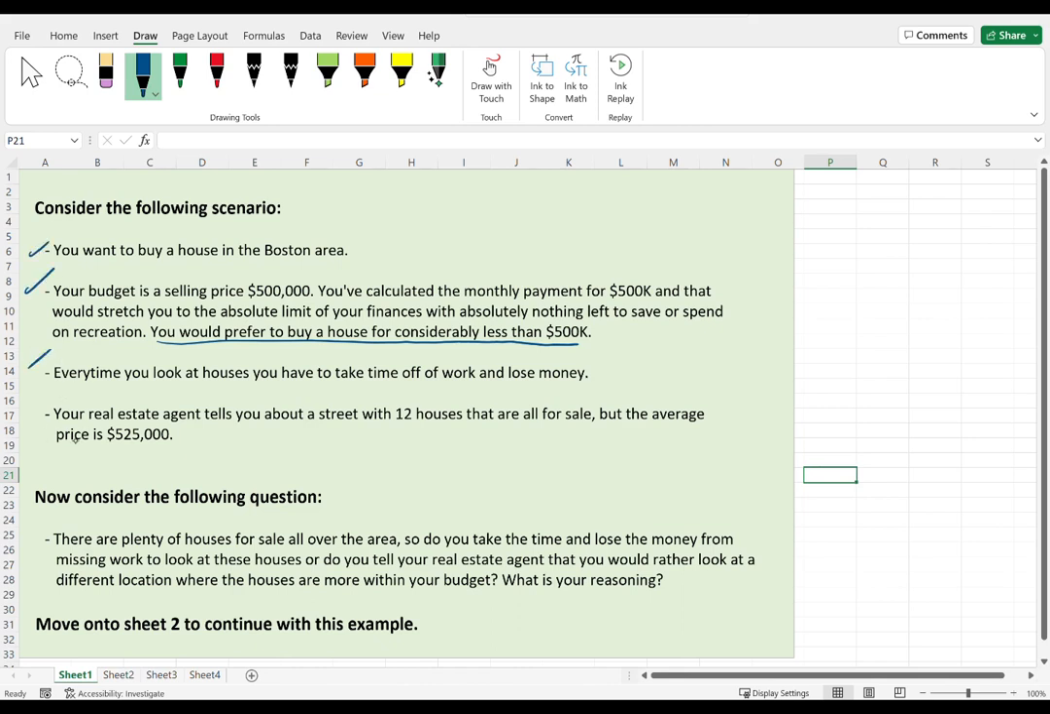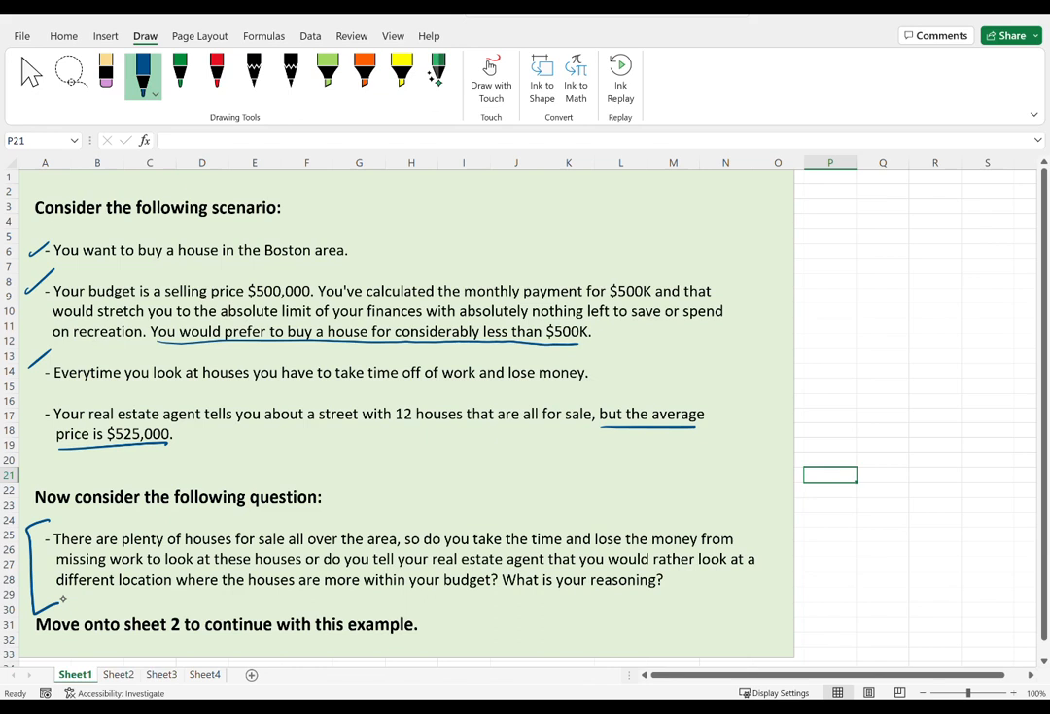Now, this fourth point. You're working with a real estate agent, and your real estate agent tells you about a street with 12 houses that are for sale. But the average price of those 12 houses is $525,000. Now, the question: there's plenty of houses for sale all over the area. So, do you take time off from work? Do you lose money from missing work to look at this street with these 12 houses, or do you tell your real estate agent you'd rather look somewhere else in a different location where the houses are more within your budget?